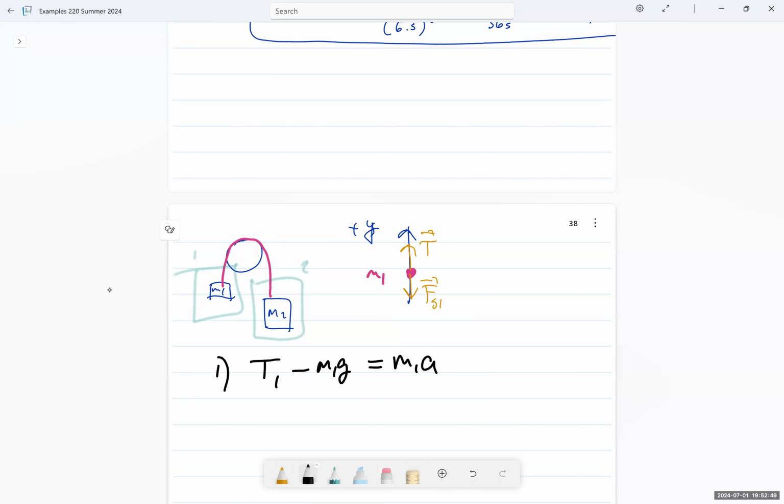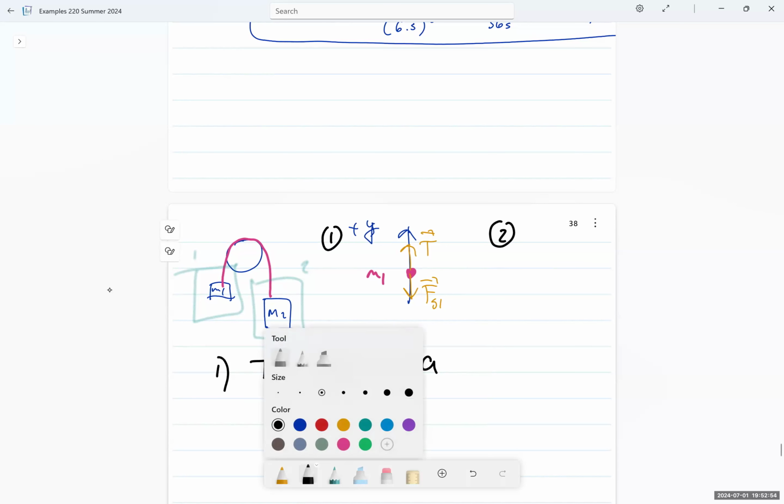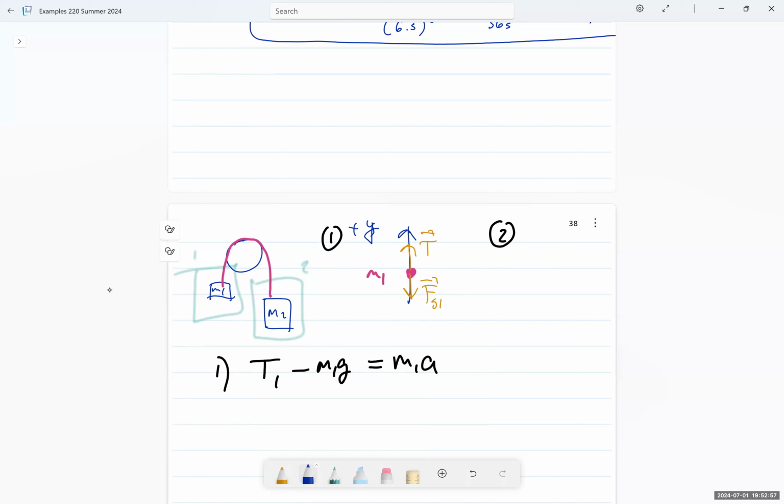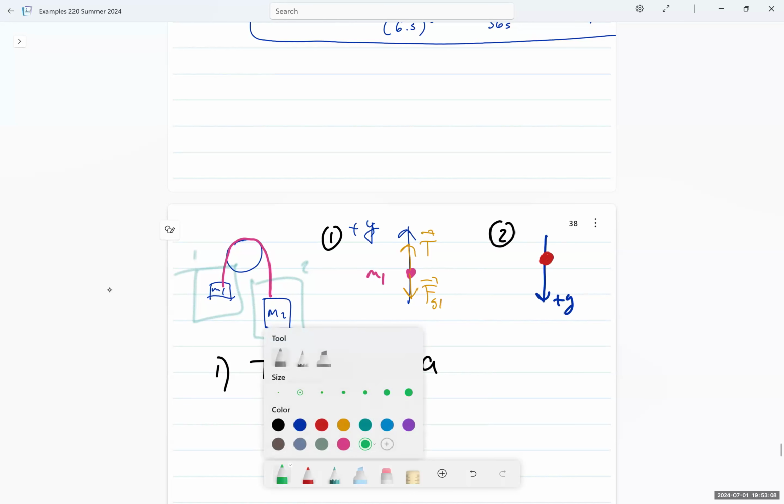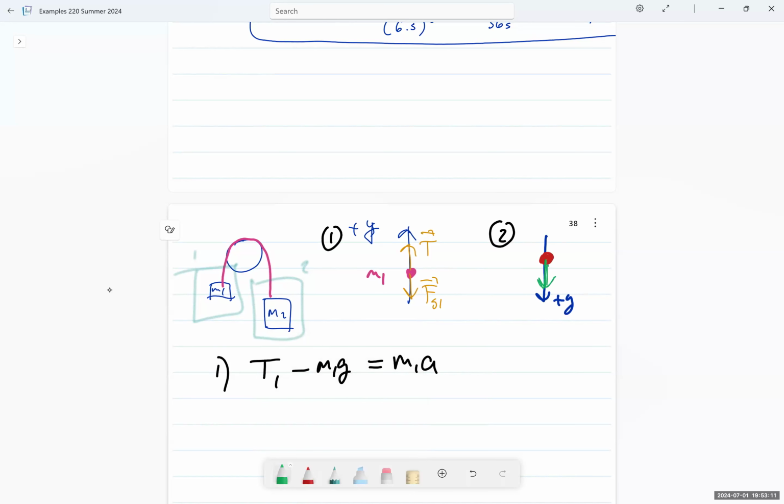So this is equation 1. Then I look at the second one. Because it's heavy, it's going to accelerate down, so I'm going to take down as my positive direction. Here's the second block. The weight of the second one, F G2, is now stronger, and then tension is up. So what I get here, equation 2, will be M2 g minus tension 2 equals M2 a.